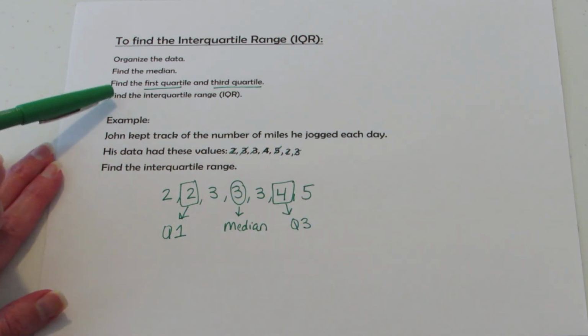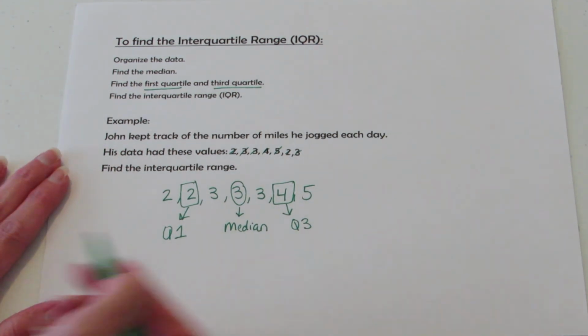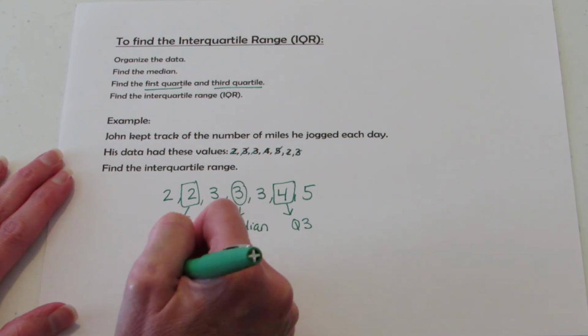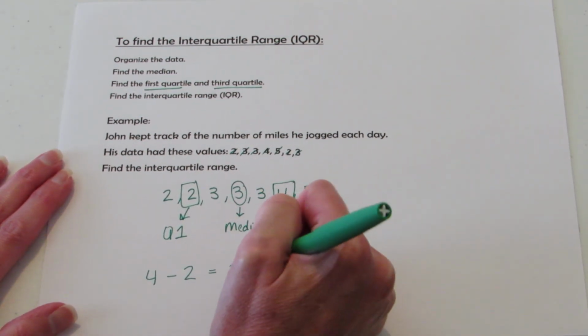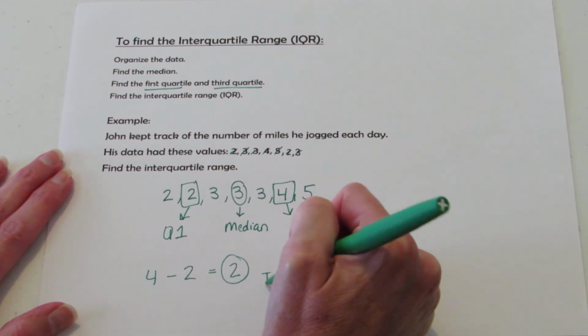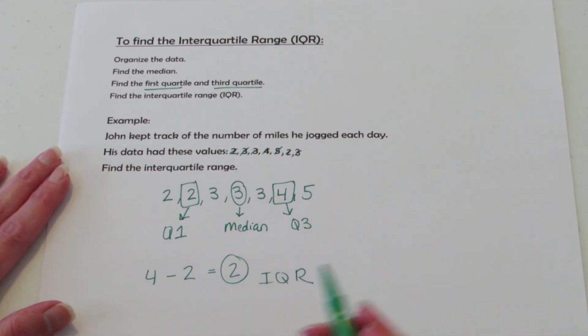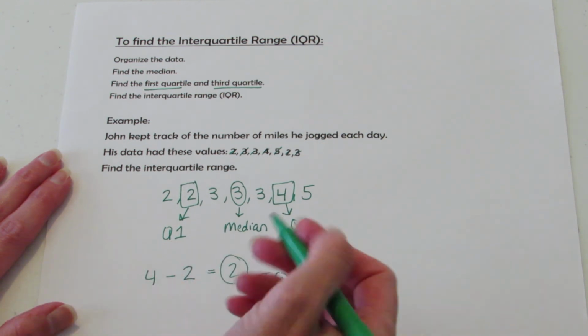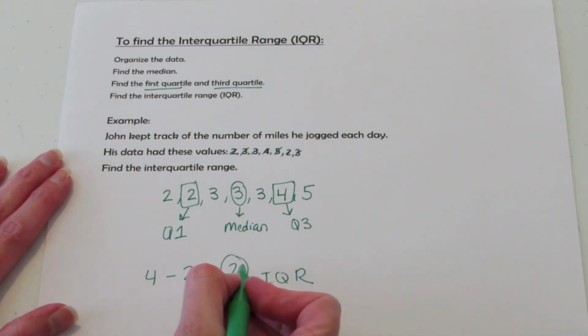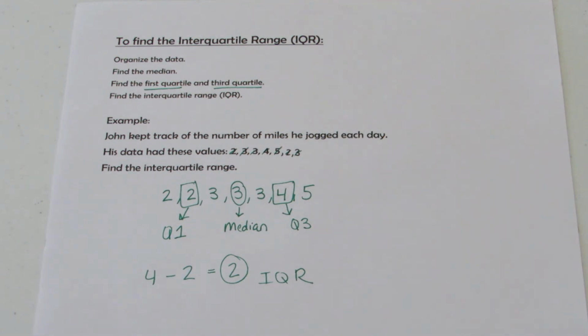My next step is to find the interquartile range. So I'm going to take quartile 3 and subtract quartile 1, and I'm left with 2, which is the range between my quartile 3 and quartile 1. So my interquartile range is 2.